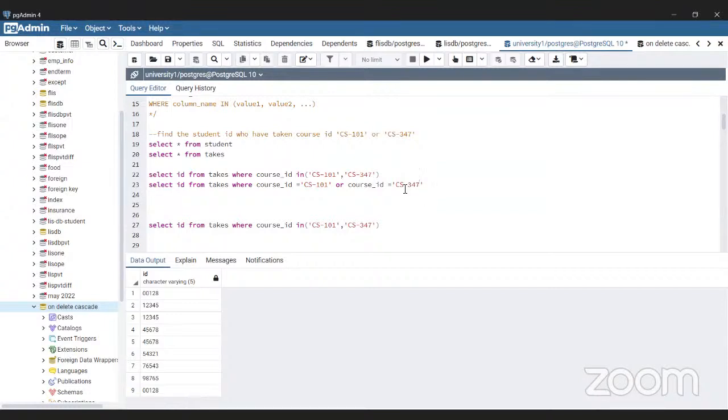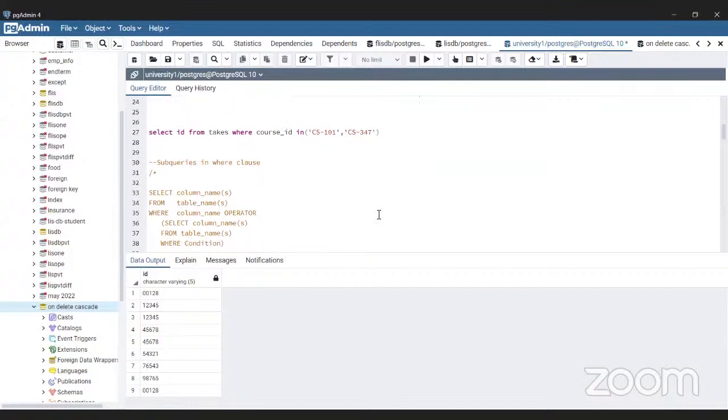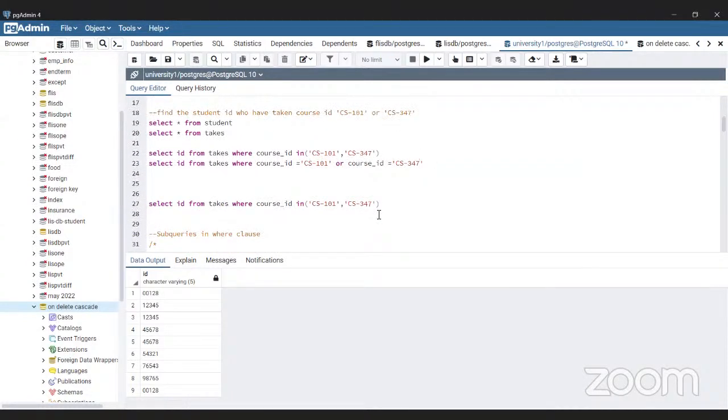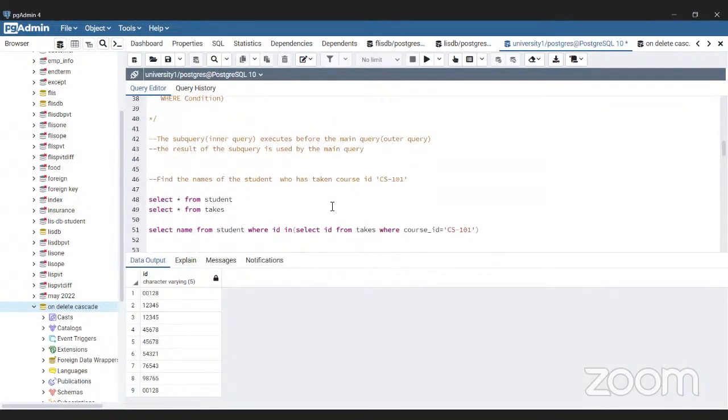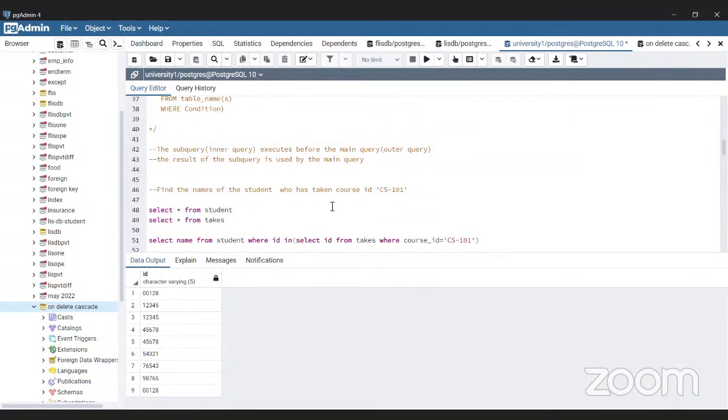As an extension, we can also do in a subquery, say course ID in some subquery, but here I have to equate only one attribute. If you want to match some list of values, like CS101, CS347, to check whether these course IDs are present or not, then you can use the in operator. Not in is just the opposite of it.